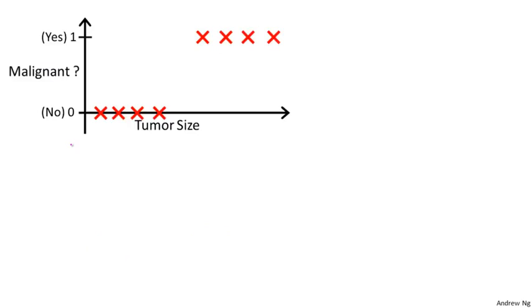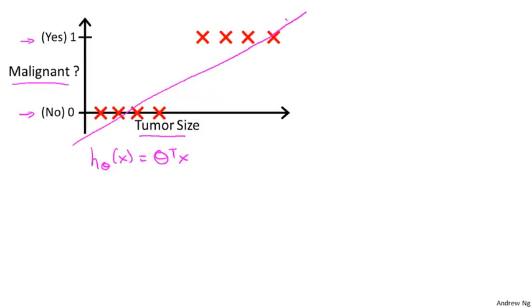Here's an example of a training set for a classification task. For classifying a tumor as malignant or benign, notice that malignancy takes on only two values, 0 for no, or 1 for yes. So one thing we could do, given this training set, is to apply the algorithm that we already know, linear regression, to this data set, and just try to fit a straight line to the data. So if you take this training set and fit a straight line to it, maybe you get a hypothesis that looks like that. Right, so that's my hypothesis, h of x equals theta transpose x.